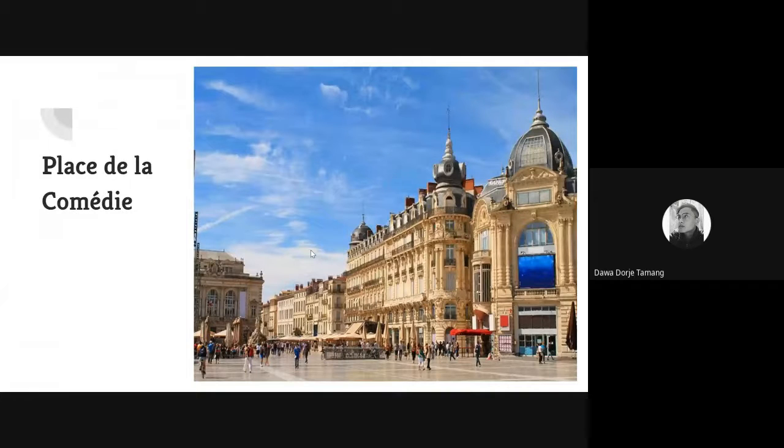We didn't get enough information and history about these places because there was no guide person to guide us, and we didn't know how to speak French to ask people about these places. So we just traversed through the city, observing the infrastructure and their architectural design. This is how we spent our trip to Montpellier.